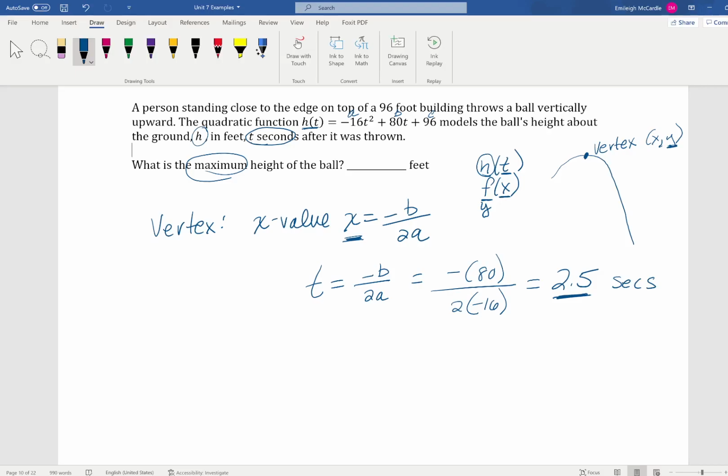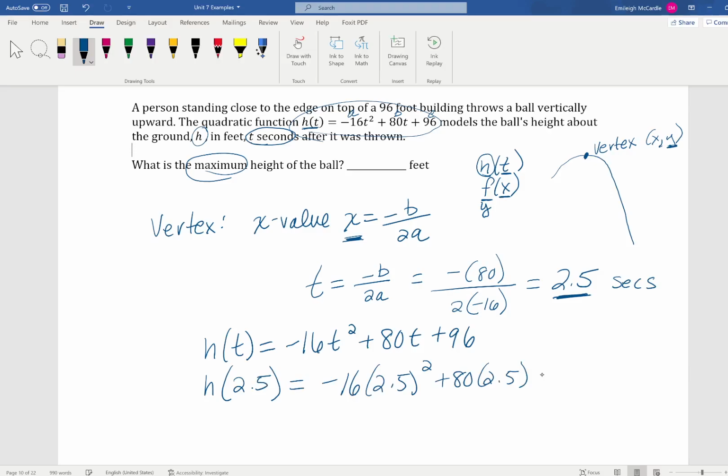Okay, so in this problem, we're going to go back and look at the original function. I'm just going to rewrite it here for our reference. Negative 16t squared plus 80t plus 96. And all we want to do here is take our maximum x value, or our vertex x value, 2.5, and plug it in to get our maximum y value, which is our height. Okay, so this is going to be negative 16 times 2.5 squared plus 80 times 2.5 plus 96.